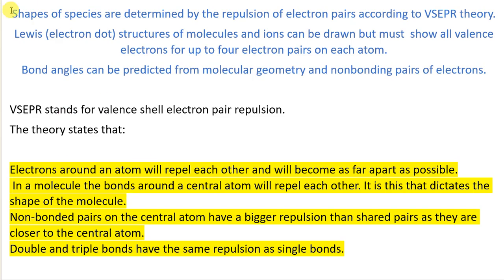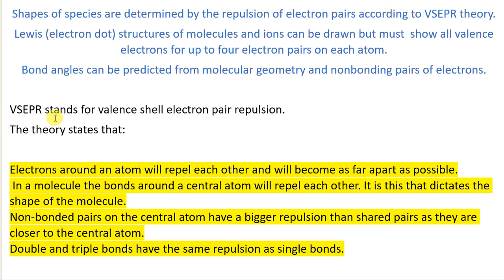Now, it begins by saying shapes of species, that word. And then in the second statement we look at the structures of molecules and ions. That's the meaning of species. It might not be a neutral molecule under consideration.